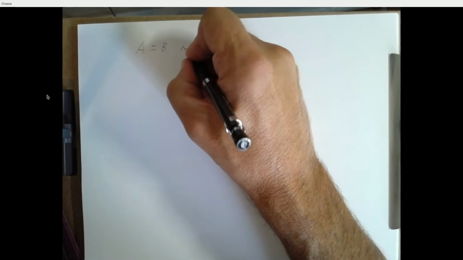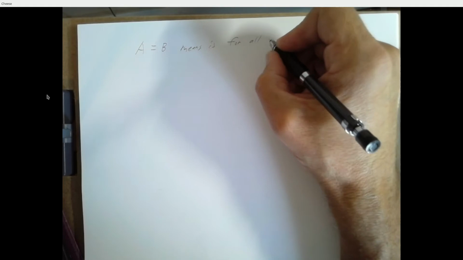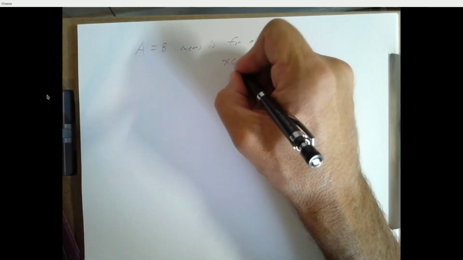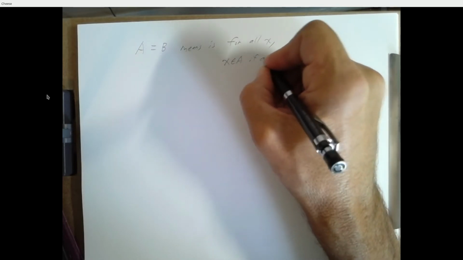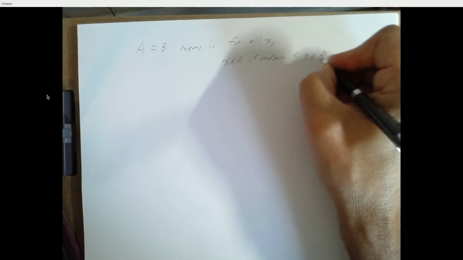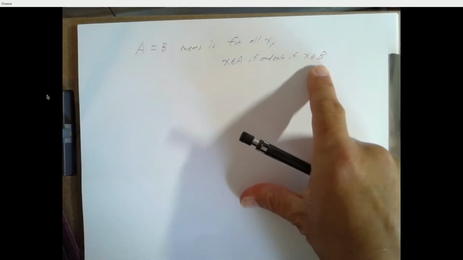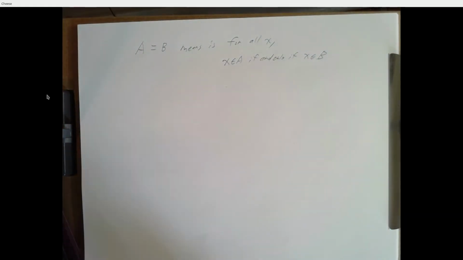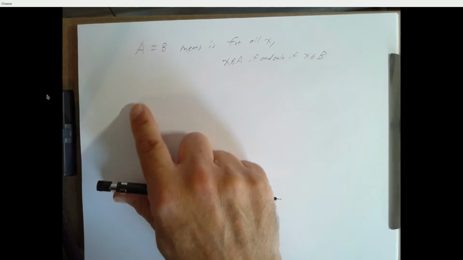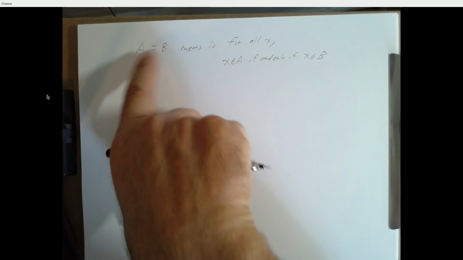What this means is for all elements X that might belong to a set, X is contained in A if and only if X is contained in B. So if X is contained in A, it's contained in B, and if X is contained in B, it's contained in A. In other words, sets are collections of objects, right? An object belongs to this set precisely when it belongs to this set, and vice versa. So the collection of things is the same.